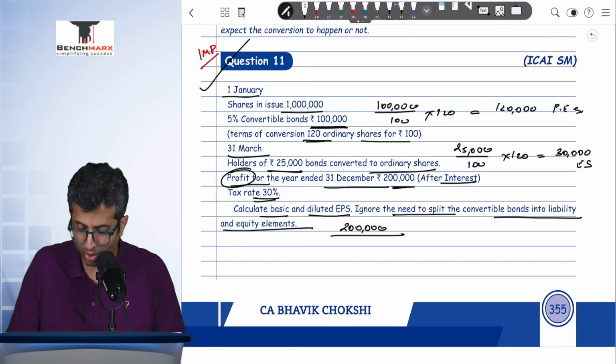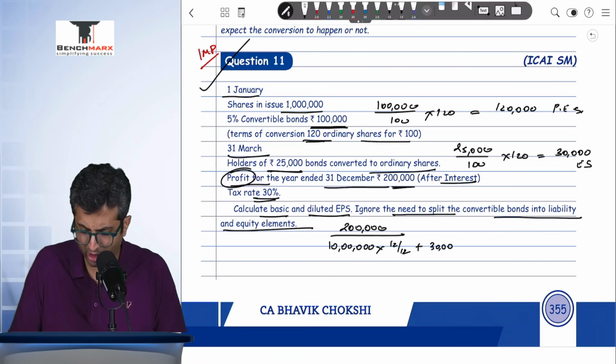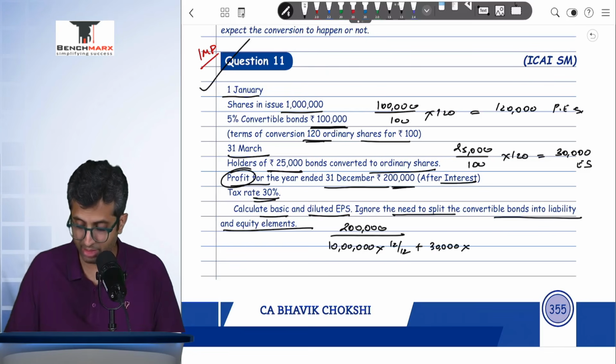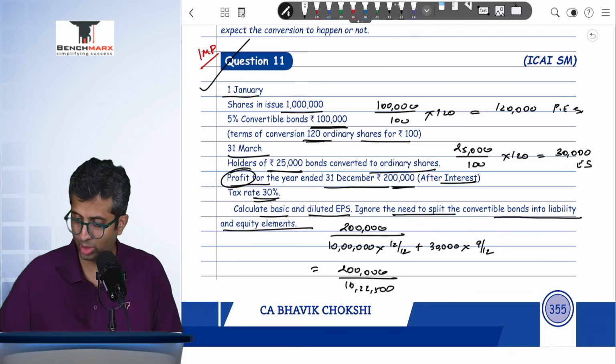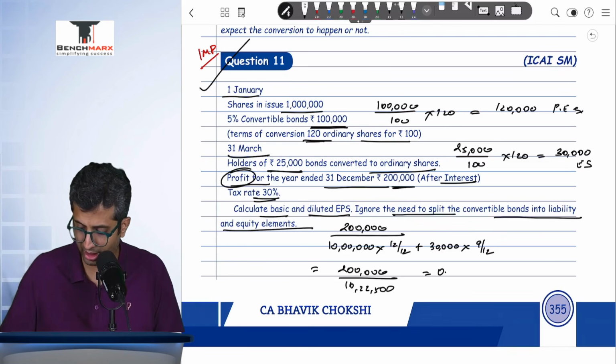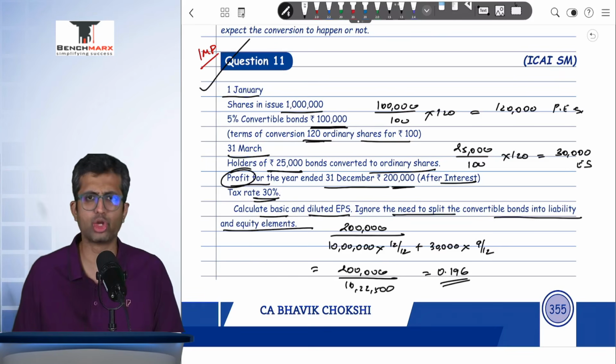In the denominator, you'll have to take actual equity shares, which is 10 lakhs for the entire 12 months. However, during the year, there was a conversion. And on that conversion, 30,000 shares were issued on 31st March. Let us say the year ending is 31st December and hence this will be for 9 months. So this will be 2 lakhs divided by 10,22,500, which comes to around 0.196. This would be your basic EPS.